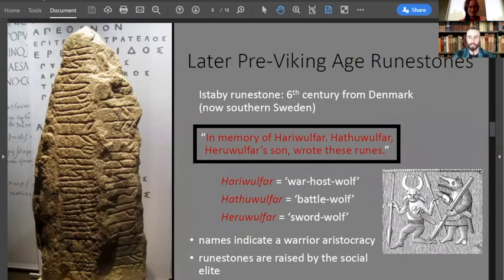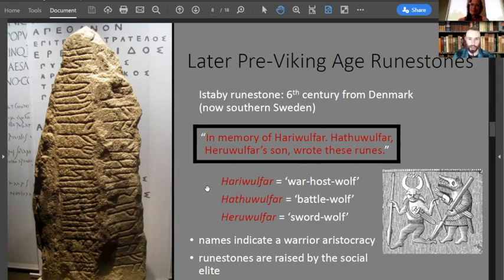All right, so let's take a look at a slightly later but still pre-Viking Age runestone. This is the Istabu runestone from 6th century Denmark, which is now part of southern Sweden. And it says, in memory of Hati Wolfar, Hati Wolfar, Era Wolfar's son, wrote these runes. So this is an especially fascinating stone because we have three close male relatives. We have a father and a son, and then the third could either be a brother or an uncle or something like that. And their names, you'll notice, are very similar.